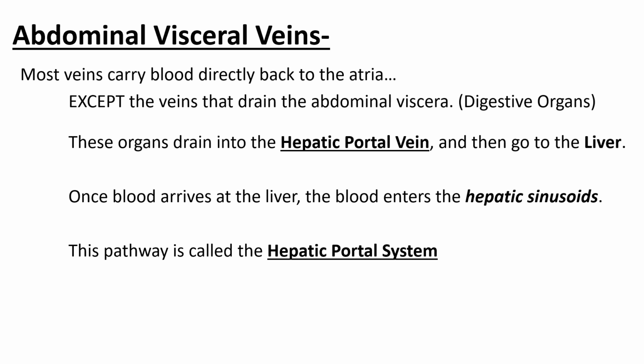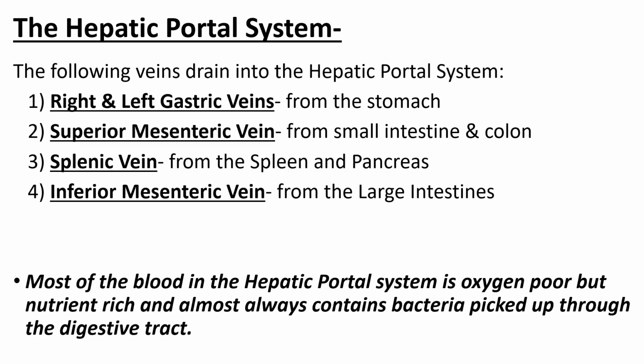Once blood arrives at the liver, it's going to enter the hepatic sinusoids, which is kind of like a pathway that the blood has to follow. We call this pathway the hepatic portal system. These are the veins of the hepatic portal system: my left and right gastric vein from the stomach, my superior and my inferior mesenteric veins from my intestines, plus the splenic vein from the spleen and the pancreas. We single out these veins specifically because this is where most of our digestion is occurring.